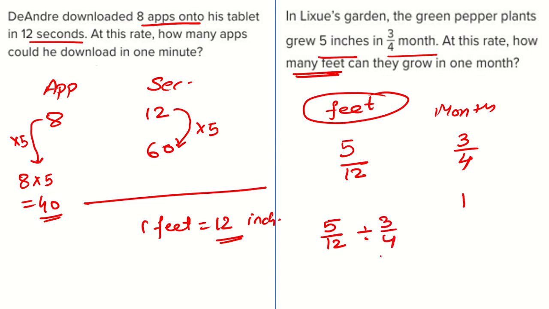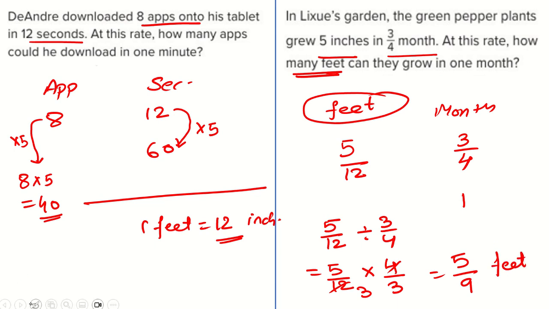And since it is a division of fractions, the number before the division has no change, division will become multiplication, and the number after will be reciprocated. Now 4 and 12 can be simplified, so the answer will be 5 over 9 feet. Okay, like this you can finish this question.